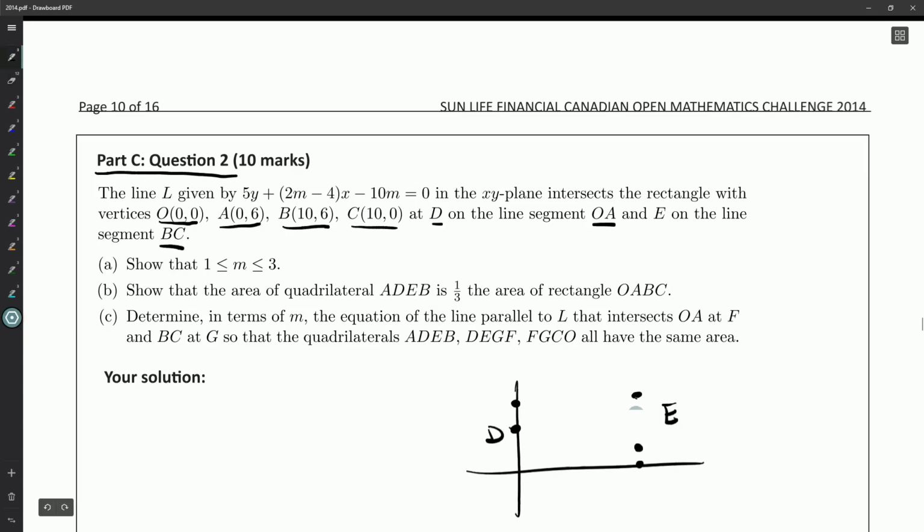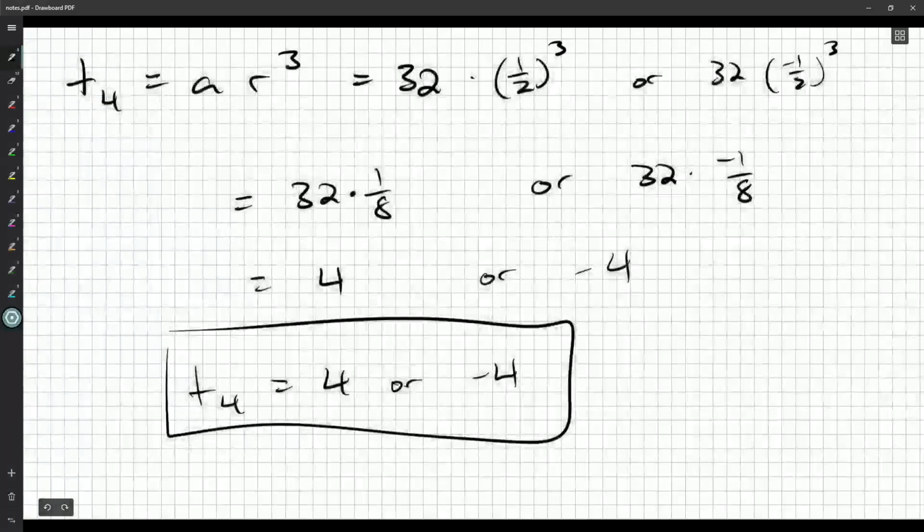So what have we got? Part A: show that m is between 1 and 3. Well, the fact that D has to be between O and A and that E has to be between B and C limits the range of values that we can have here, and it's going to end up limiting this m, I would assume. So, what can we say? Well, actually, we can start writing this down.